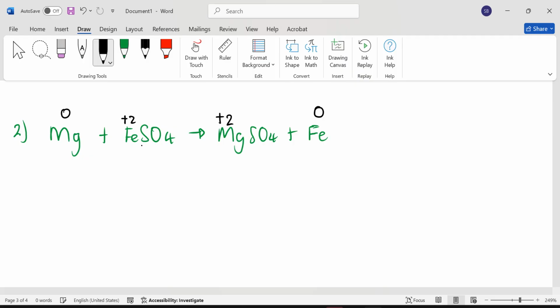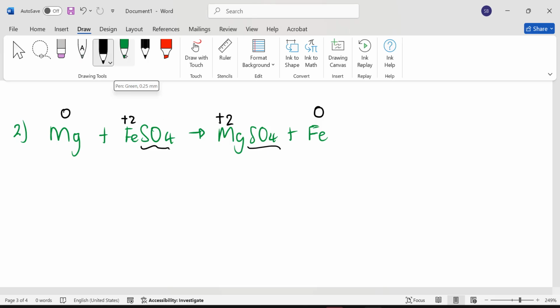By the way, we don't need to really worry about this because it's like a spectator ion. So it's just the same in both the reactant and the product. If you had to determine the oxidation number of sulfur, it would not change in both the reactant and the product, as well as oxygen. So that's why we really don't consider those.